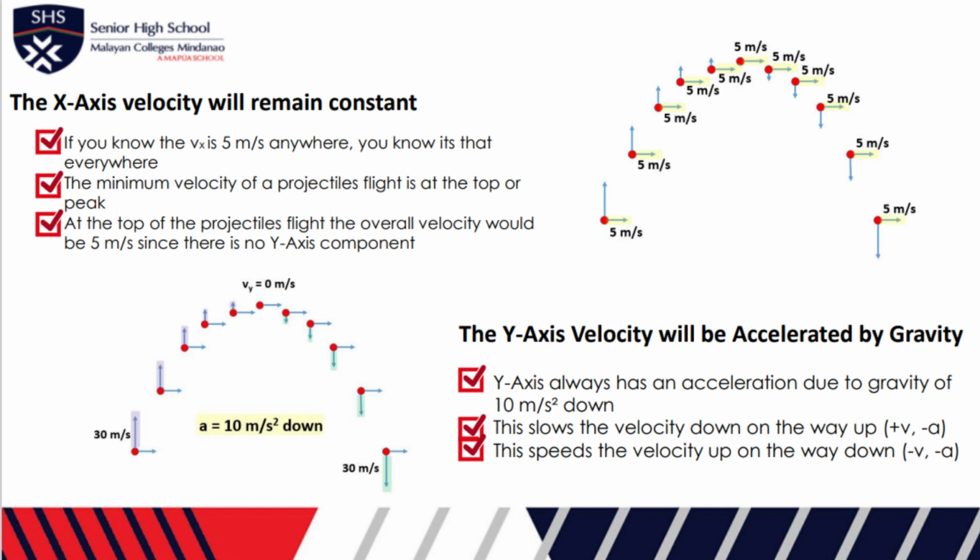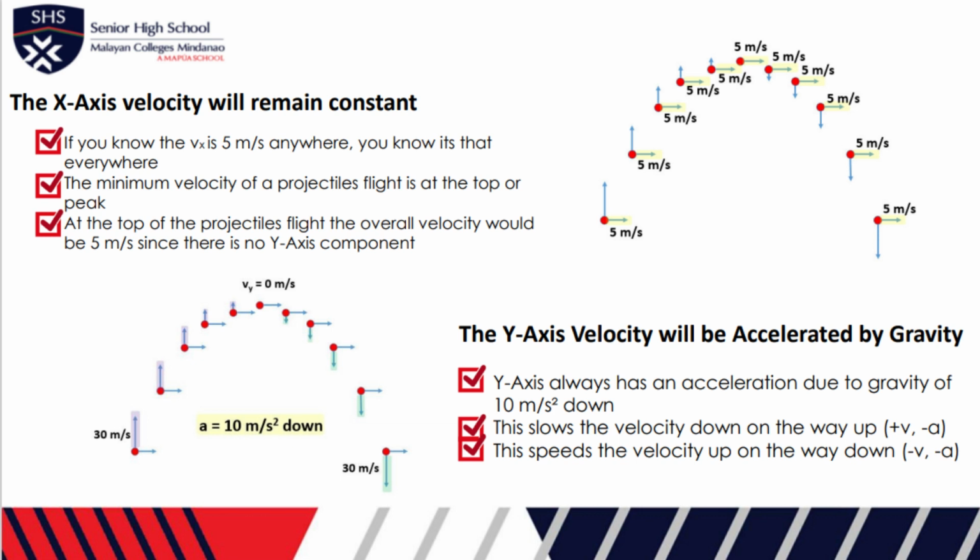The minimum velocity of a projectile flight is at the top of the peak. And at the top of the projectile's flight, the overall velocity would be 5 meters per second since there is no y-axis component. Now, we have talked about the y-axis velocity. Again, y-axis velocity will be accelerated by gravity. In this particular example, the y-axis always has an acceleration due to gravity of 10 meters per second squared down, or 9.8 meters per second squared down.